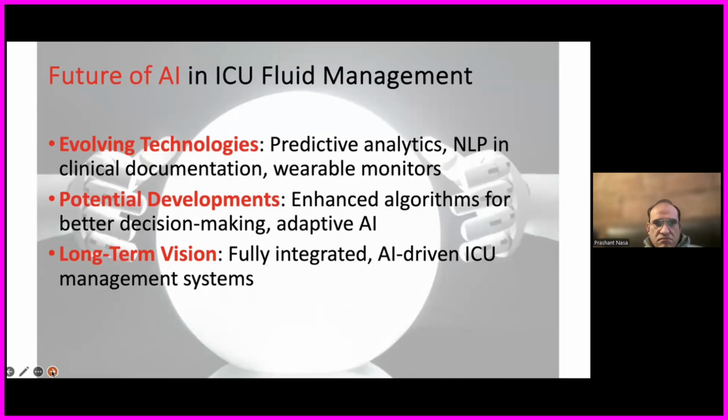So what is the future? There will be a lot of evolving technologies coming up, which will look at predictive analytics and natural language processing in documentation. I think that will be a very important thing, because the way we prepare discharge summaries of intensive care patients or patients with complex disorders is really bad, and I think AI can be very helpful there. Again, wearable monitors will try to use this information not just in the intensive care unit, but pre-intensive care and post-intensive care, and try to bring that information into an actionable AI, which is something we need to see.